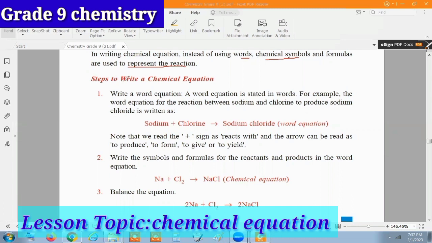Now, the steps to write chemical equations. The first is to write a word equation.